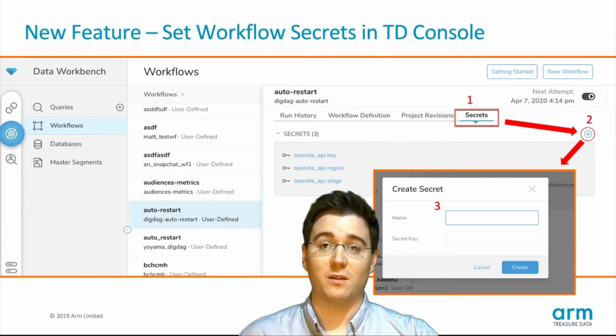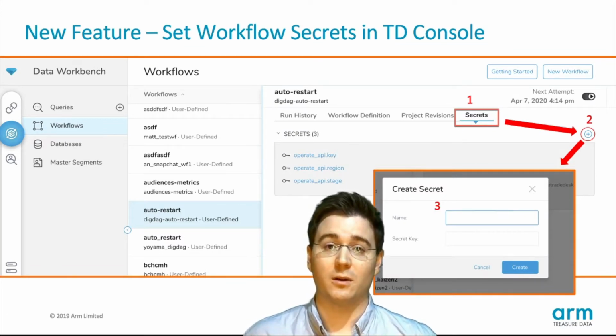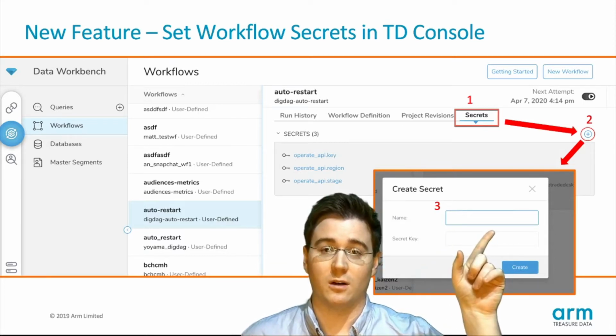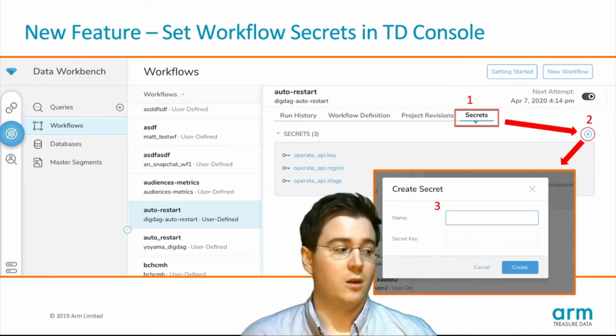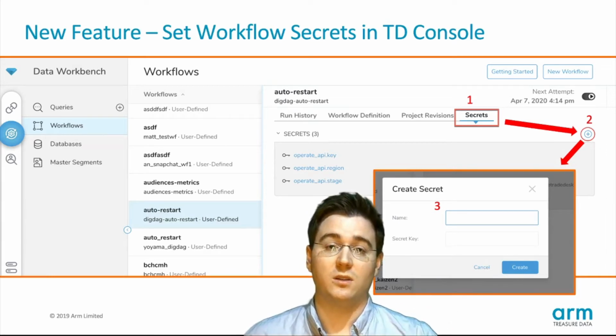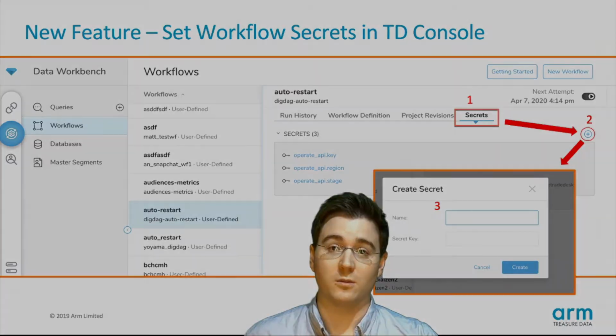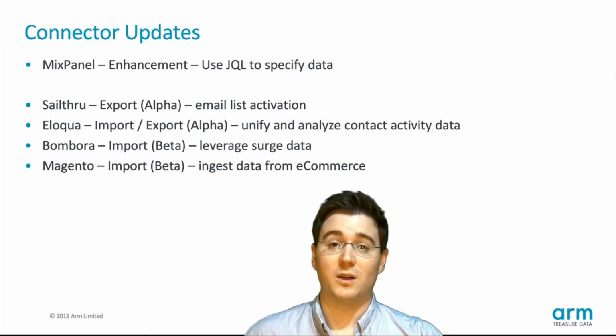The big feature this month is the ability to set workflow secrets directly from the web console. You do this by going into Workflows, selecting the Secrets tab, then selecting the plus sign in the corner, and then a window like this will pop up. You can then specify your secret name and your secret value, so it's accessible from within your workflows.